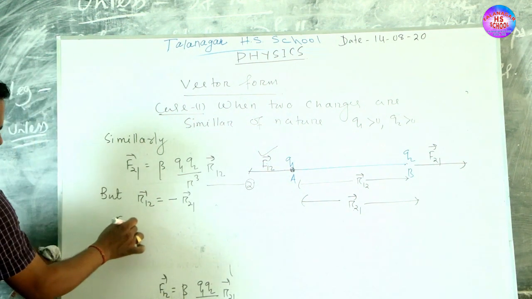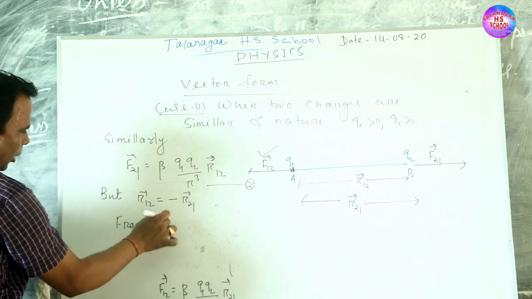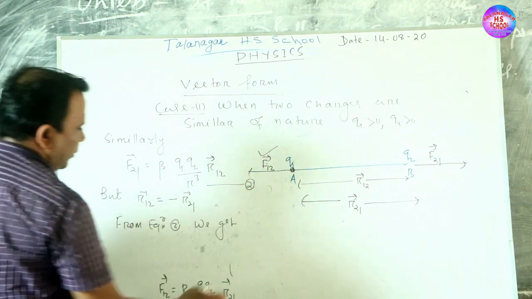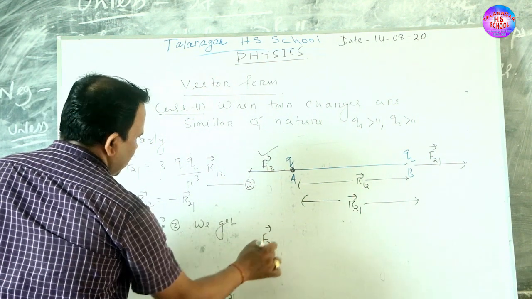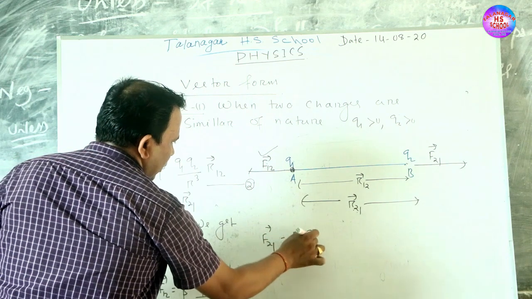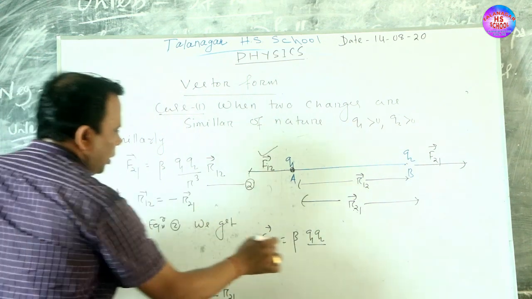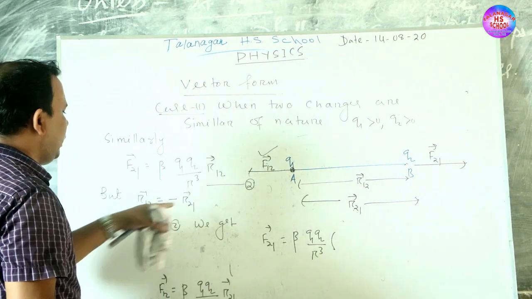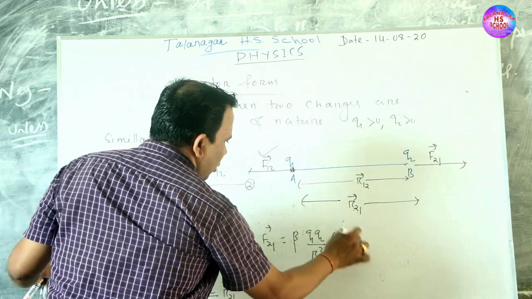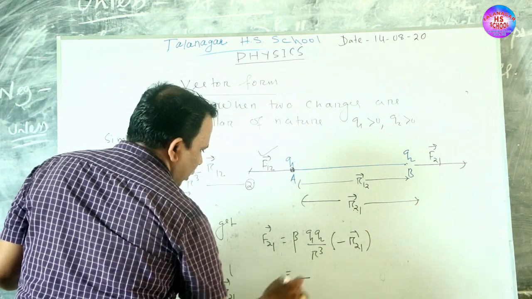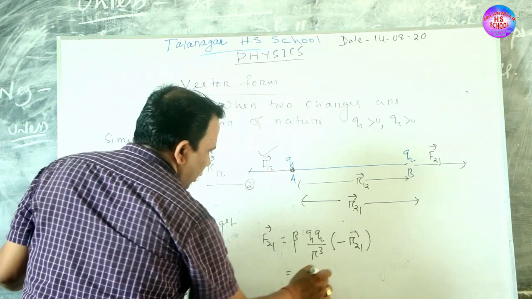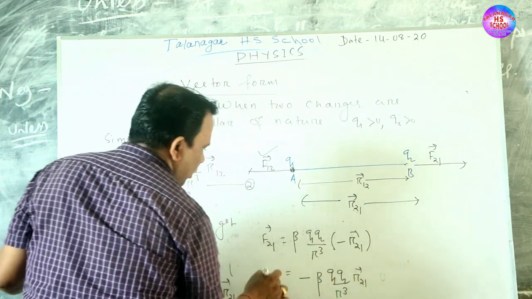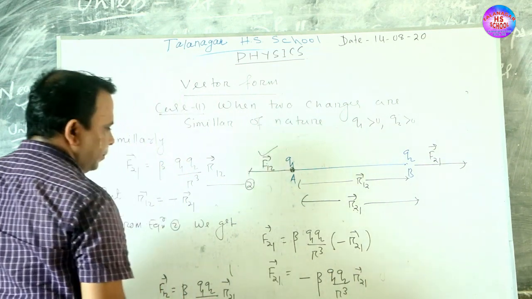From equation 2 we get F21 is equal to beta Q1 Q2 by r cube, where the magnitude factor is the same. Instead of R12 we take the negative of the R21 displacement, and the equation becomes negative beta Q1 Q2 by r cube into R21 vector. This is F21.